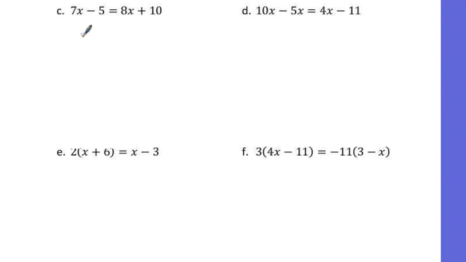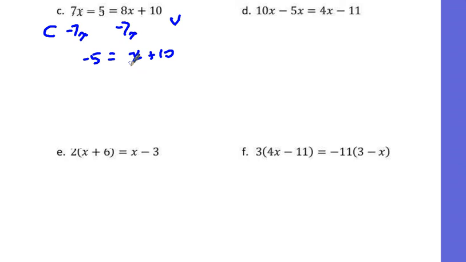Letter C. 7x minus 5, that is already simplified, equals 8x plus 10. This also is already simplified. So again, we want the variables on one side and the constants on the other. In this case, I'm going to choose to put the variables on the right side and the constants on the left side, because I'm going to subtract 7x from 8x, which will give me a positive x. Plus 10 equals negative 5.